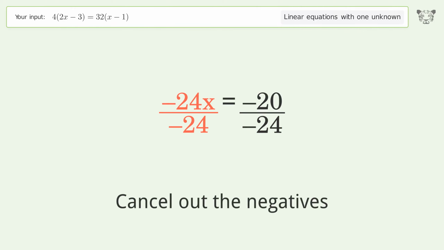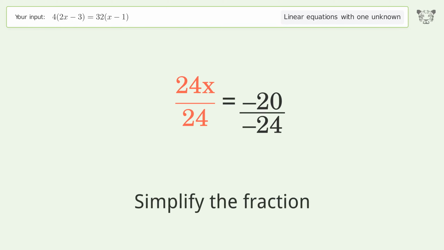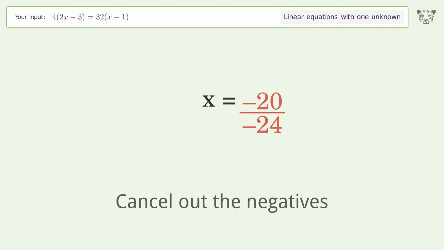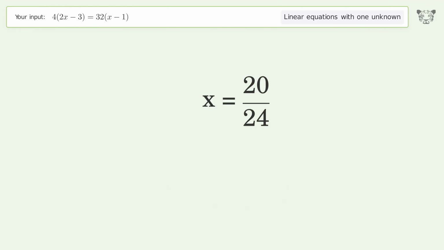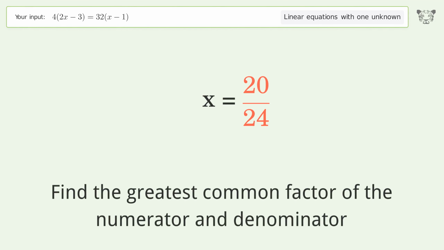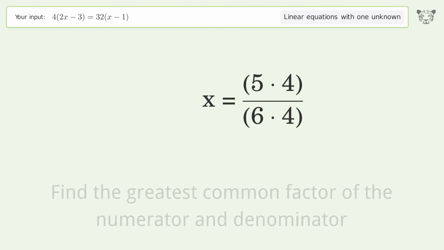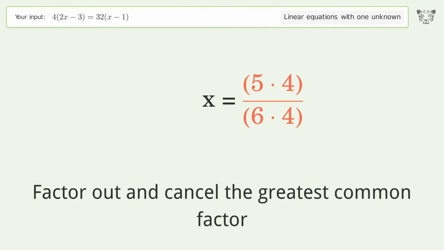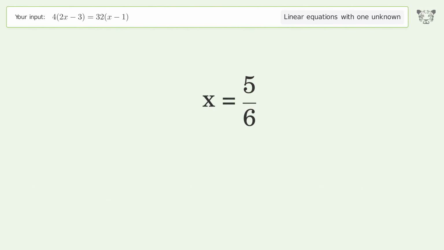Cancel out the negatives. Simplify the fraction. Cancel out the negatives. Find the greatest common factor of the numerator and denominator. Factor out and cancel the greatest common factor. And so the final result is x equals 5 over 6.